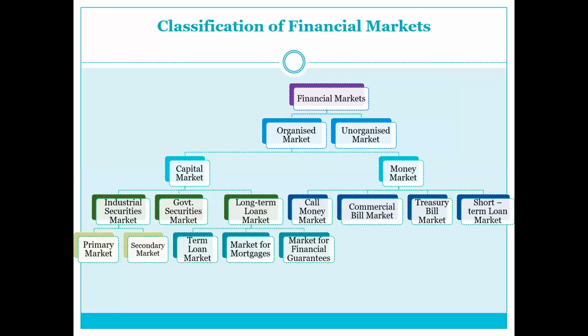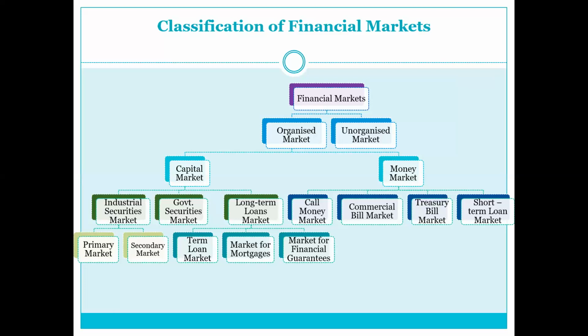Second one is commercial bill market, where the bill of exchanges are transferred. That is, when you're making a credit sale, the buyer will give you a bill of exchange. If you're in need of immediate cash, you can give this bill of exchange and get cash immediately. The market for dealing in bill of exchanges is known as commercial bill market.